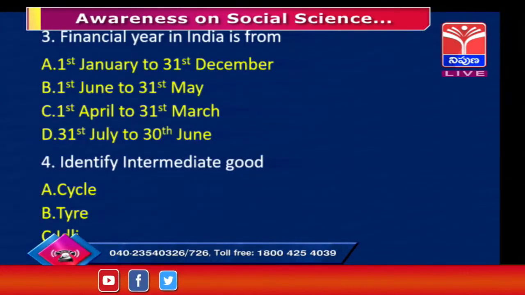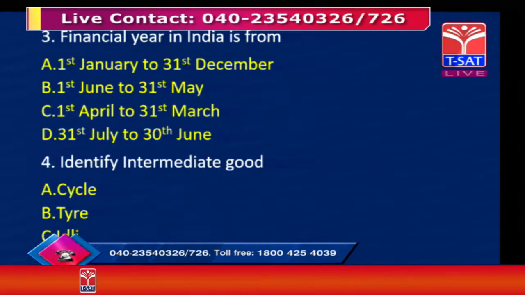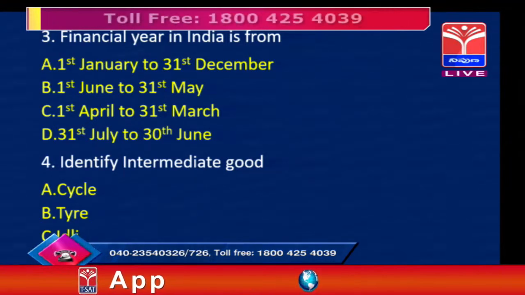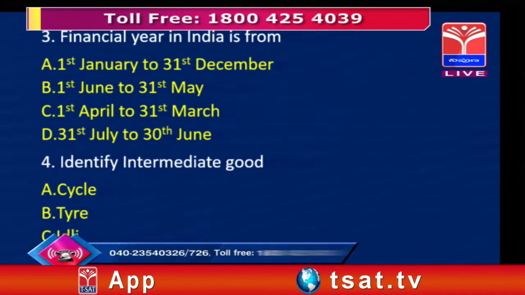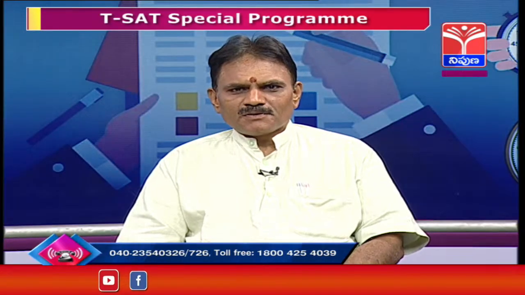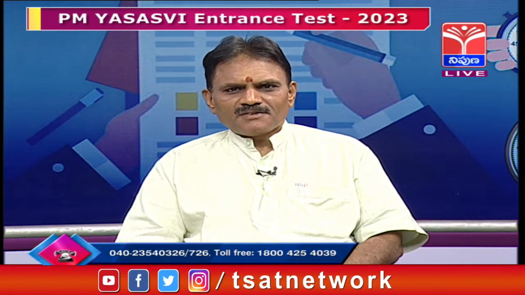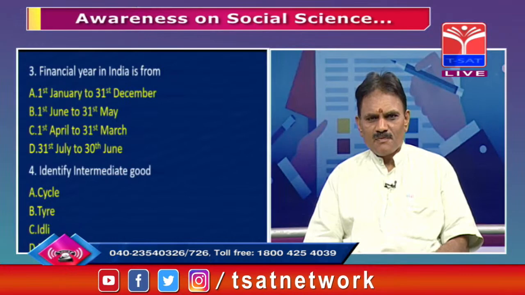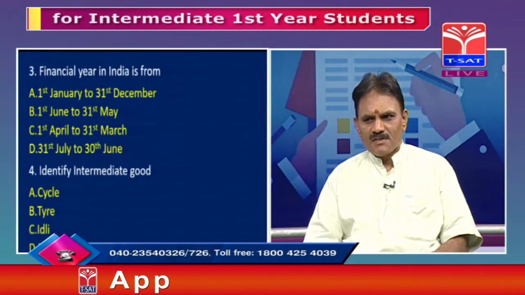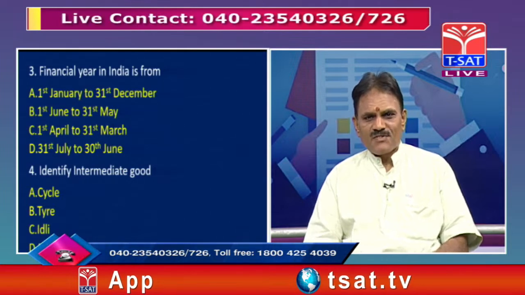Here the 4 options are given: the 1st January to 31st December, the 1st June to 31st May, the 1st April to 31st March, and 31st July to 30th June. Traditionally, the financial year in India, of course even at the time of the British, is from the 1st April to the 31st of March of the next year.